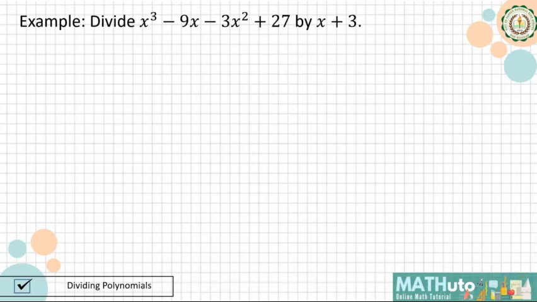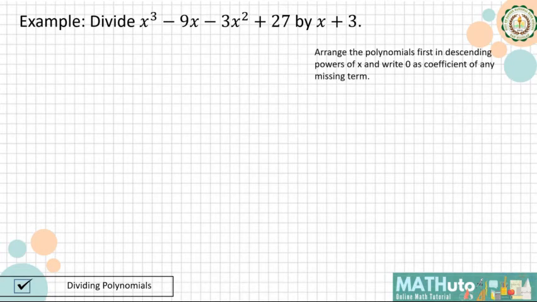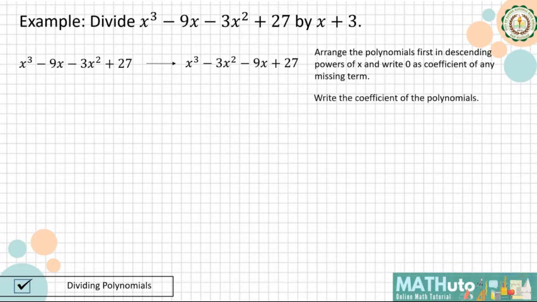Let us have an example. Divide x cubed minus 9x minus 3x squared plus 27 by x plus 3. But this time, let us use the synthetic division. First, arrange the polynomials in descending powers of x and write 0 as coefficient of any missing term. Meaning, this polynomial should be written as x cubed minus 3x squared minus 9x plus 27.